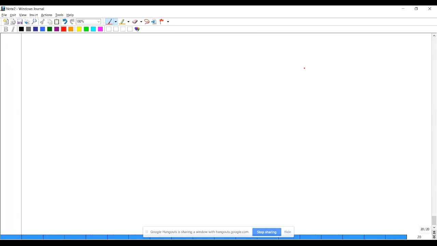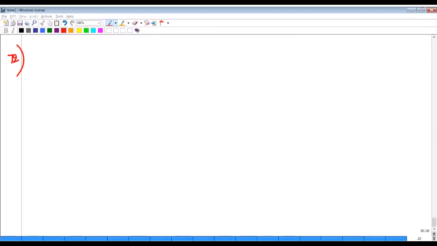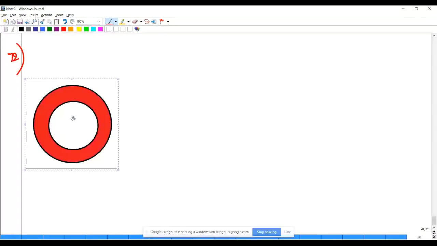Next, 72. The area of a circle is proportional to the square of its radius. A smaller circle of radius 3 centimeter is drawn within a larger circle of radius 5 centimeter. Find the ratio of the area of the annular zone to the area of the larger circle. The area of the annular zone is the difference between the areas of the larger circle and the smaller circle. The annular zone is nothing but this shaded area.